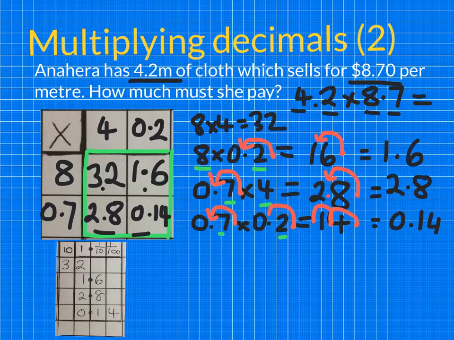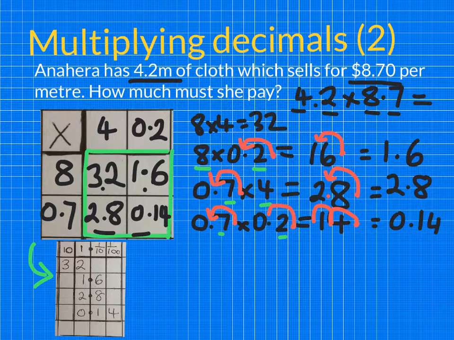Finally, the 4 components need to be put into the correct place in the decimal place value table so that they can be added together. 32, 1.6, 2.8, 0.14. And these then can be added together to find the total.